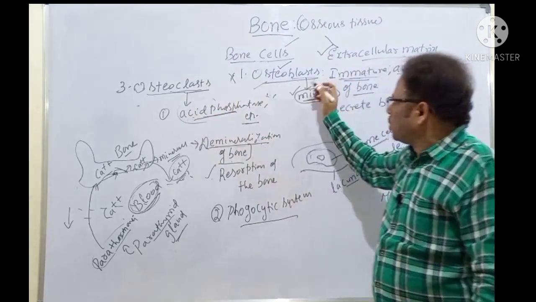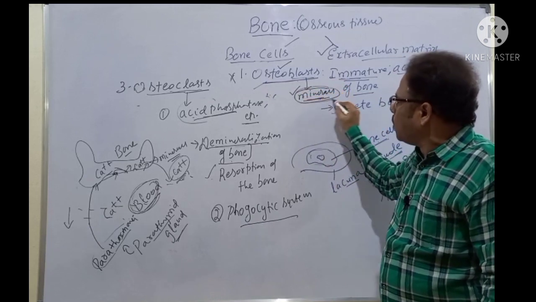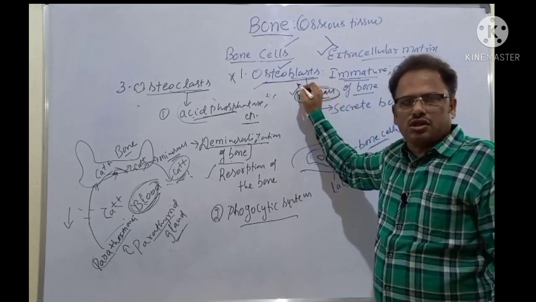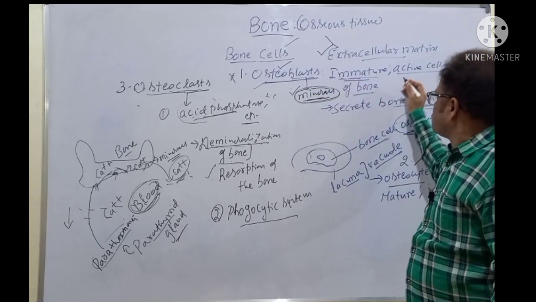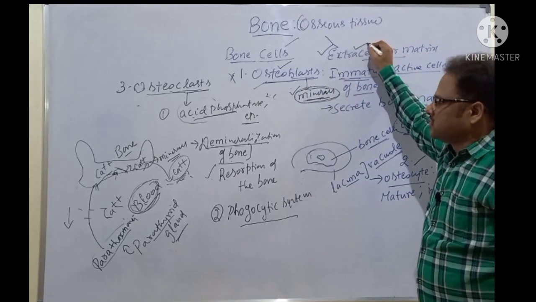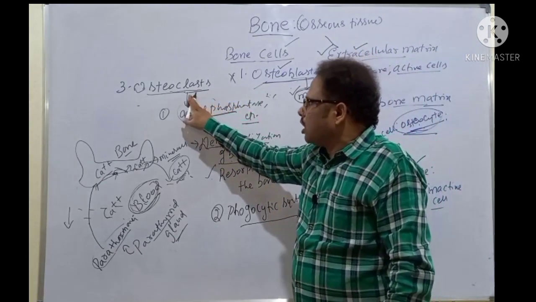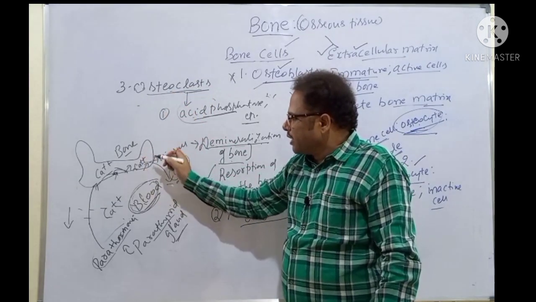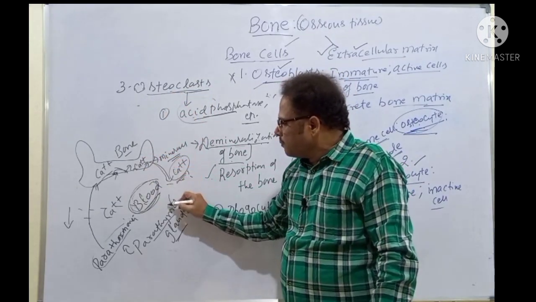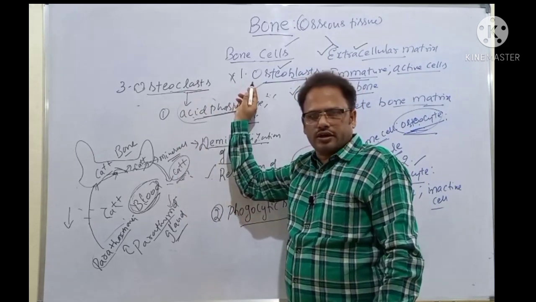So overall, what's the bottom line here? Osteoblasts are adding the mineral content to the bone. That is mineralization of the bone, and they not only add the minerals to the bone, but also add the extracellular matrix in the form of collagen fibers to the bone. Whereas the osteoclasts are doing exactly the opposite. They are breaking the bone so as to dissolve the minerals into the blood. So exactly the opposite role is done here.